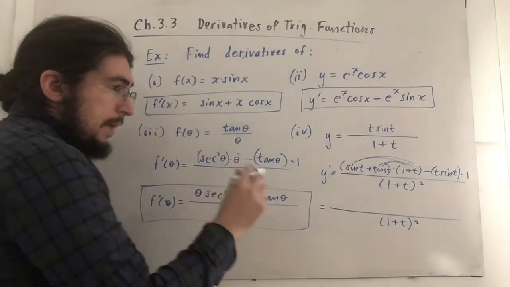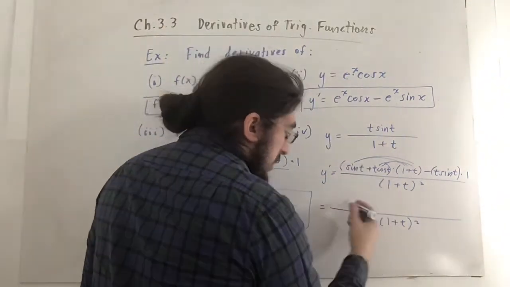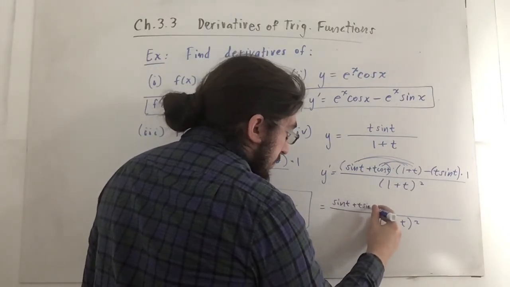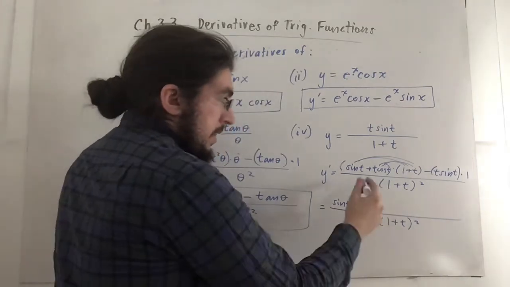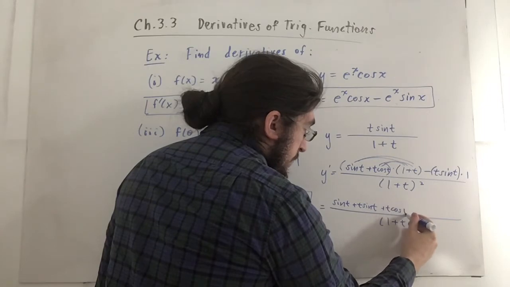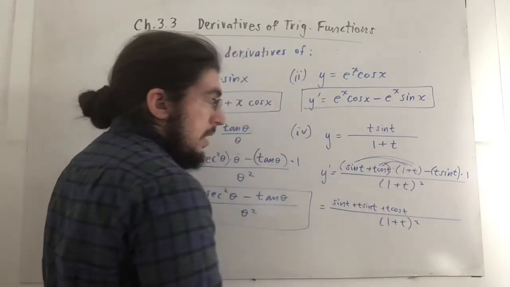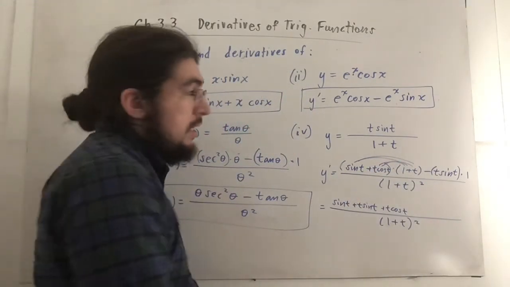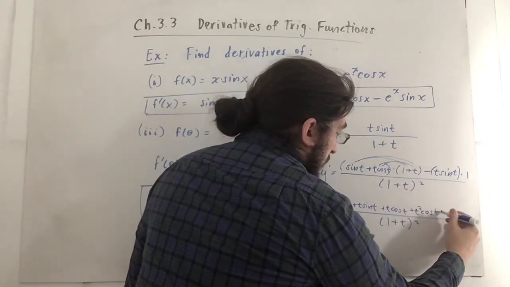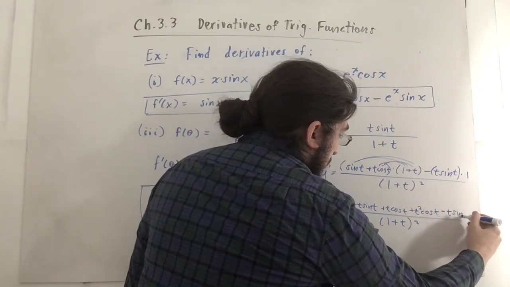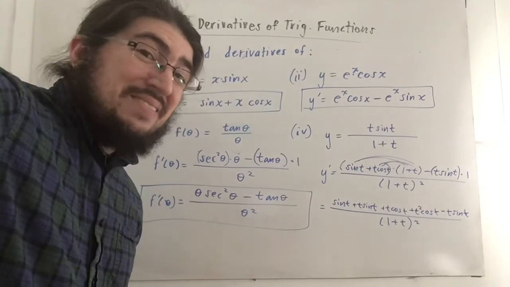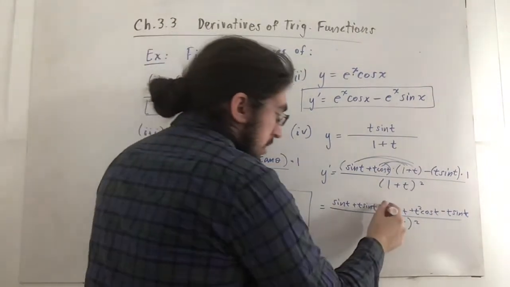And on top, that's going to be sine of t times 1, so sine of t, plus t sine of t. Okay. And then now for t cosine of t times 1, that's plus t cosine of t. And then t cosine of t multiplied by t, that's going to be t squared cosine of t. And now finally minus this t sine of t. And notice the cancellation we get. We get that the t sine of t's cancel out, just like this.